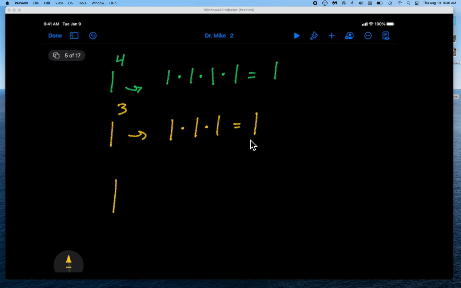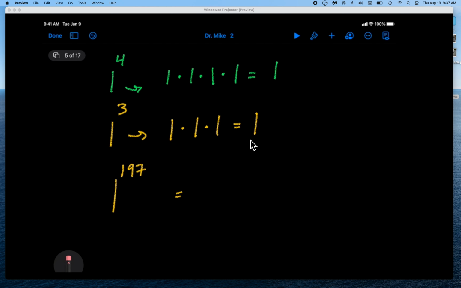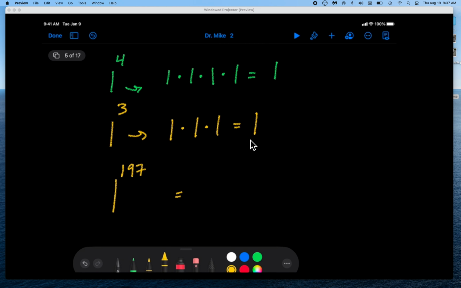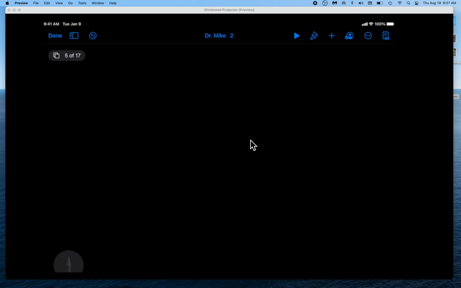You could raise 1 to a power of 197.8. Actually, no, you can't do that. Leave out the 0.8. So we can have 1 here 197 times, and you're always going to get 1. One more, and we'll move on.